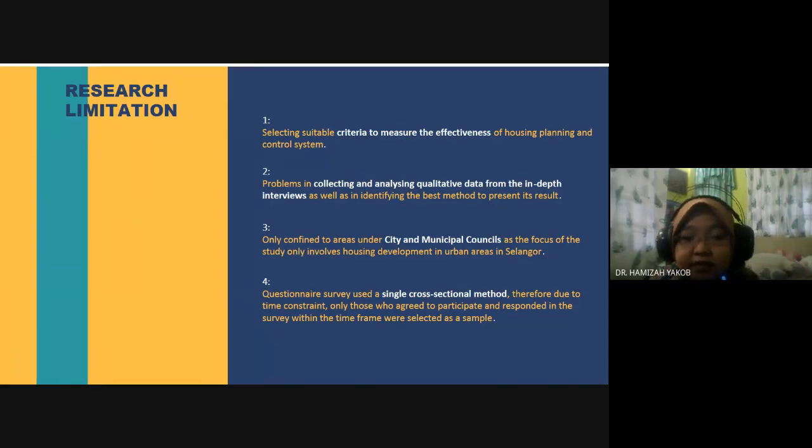The second limitation is in terms of collecting and analyzing qualitative data from in-depth interviews. The third is that the study only confines the area to city and municipal councils, because it involves more urban areas. So the working respondents are drawn from these city and municipal councils in Selangor. The fourth is on the questionnaire survey, because the method uses a single cross-sectional approach. So only those who responded within the time frame were selected as the sample, to save time.